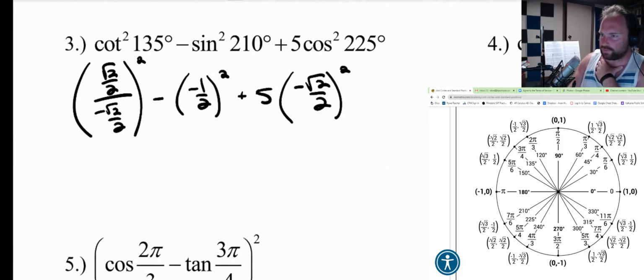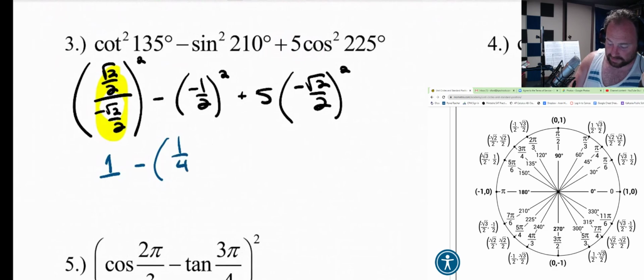225 has a cosine of negative square root of 2 over 2 squared. So we're just going to work through this now, and we're just going to cancel this out. Now, this is actually pretty easy, because this is just negative 1, and that's negative 1 squared. So that part is positive 1. Minus, we have a 1/2 squared that's going to become a positive 1/4, but it's being subtracted, so don't forget about that.